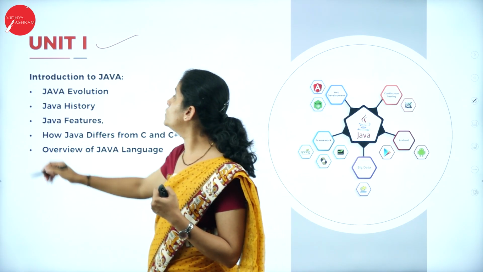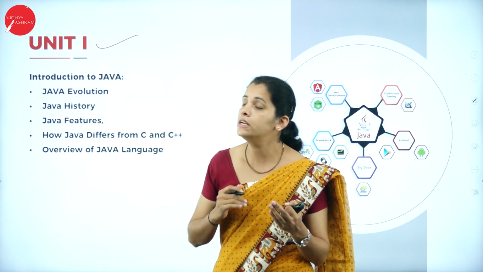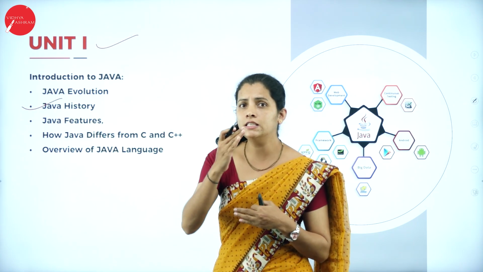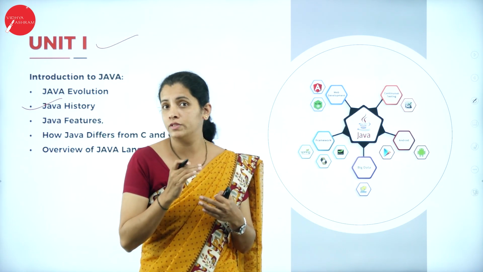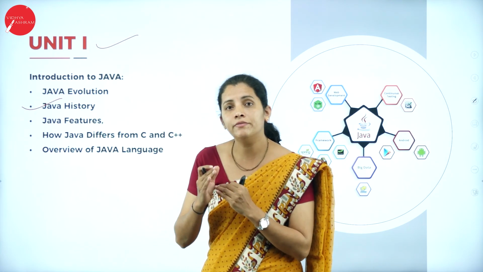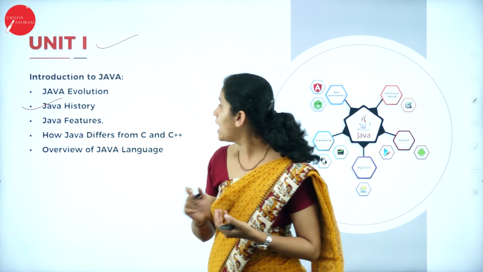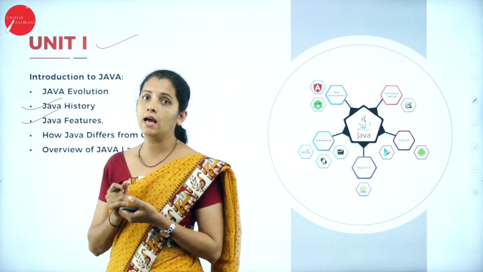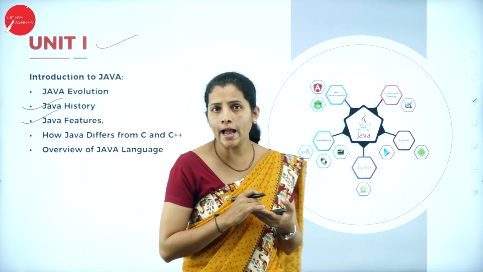There we are going to discuss Java evolution. Then we are going to have a discussion regarding Java history. That is nothing but the history of the Java program along with the features of Java. That means how Java programming is different from other programming languages. Then we are going to have Java features. That means how the Java program is completely different from other programming languages.